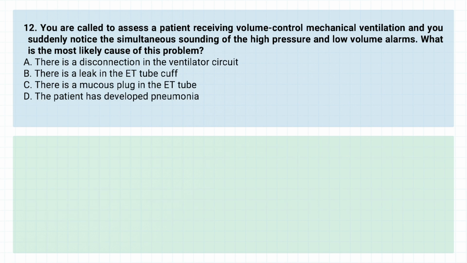Number 12. You are called to assess a patient receiving mechanical ventilation, and you suddenly notice the simultaneous sounding of the high pressure and low volume alarms. What is the most likely cause of this problem? A. There is a disconnection in the ventilator circuit. B. There is a leak in the ET tube cuff. C. There is a mucus plug in the ET tube. D. The patient has developed pneumonia. The correct answer is C.